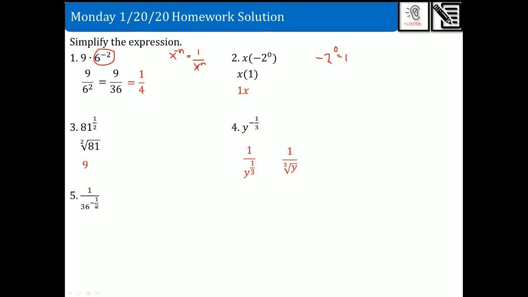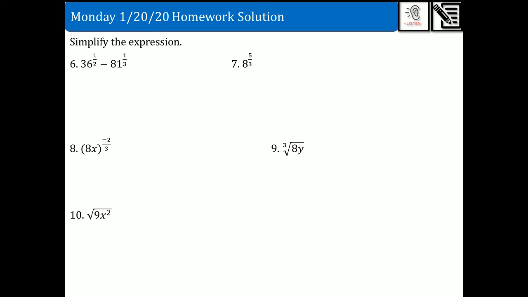Okay, here, 1 divided by 36 to the negative 1/2 power. Here you have the negative power right here that you have to deal with. Okay, so if it's on the bottom with the negative exponent, it goes from the bottom to the top. Right? So it flips. Okay, so here it would be 36 to the 1/2 power because it goes to the top of the fraction now. 36 to the 1/2 power is the same thing as saying the square root of 36. What times what gets you 36? The answer would be 6. 6 times 6 gets you 36.